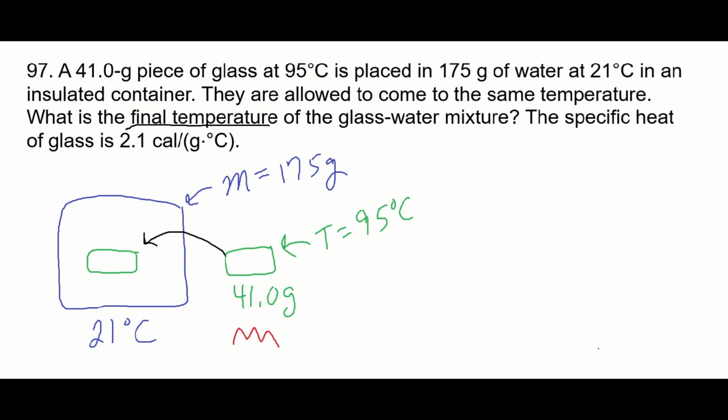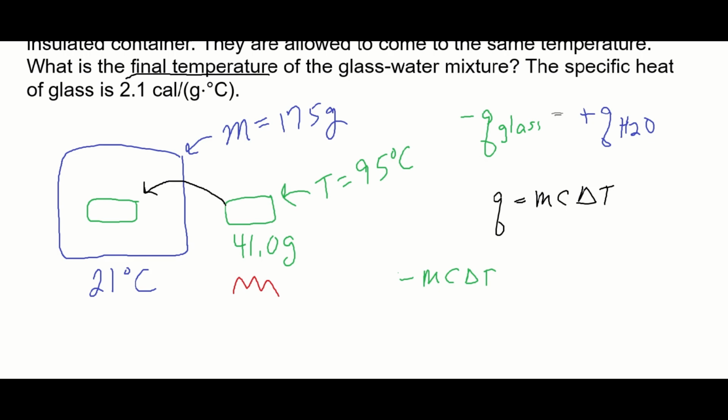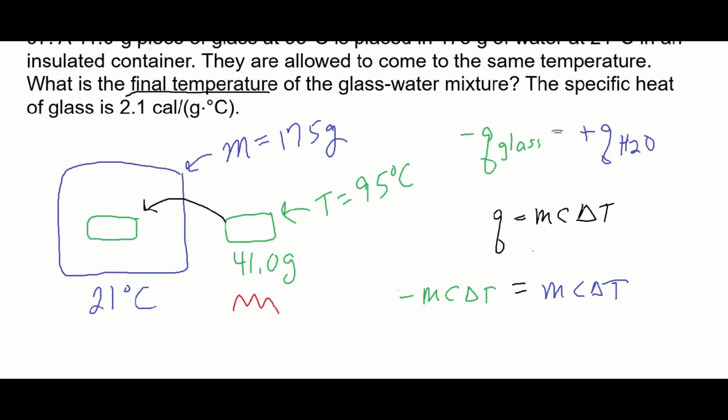Here's what you need to know. The heat lost by the glass is equal to the heat gained by the water. And heat is equal to mass times the specific heat of that substance times the change in temperature. Therefore, that equation is also true. Now let's plug in what we're given.